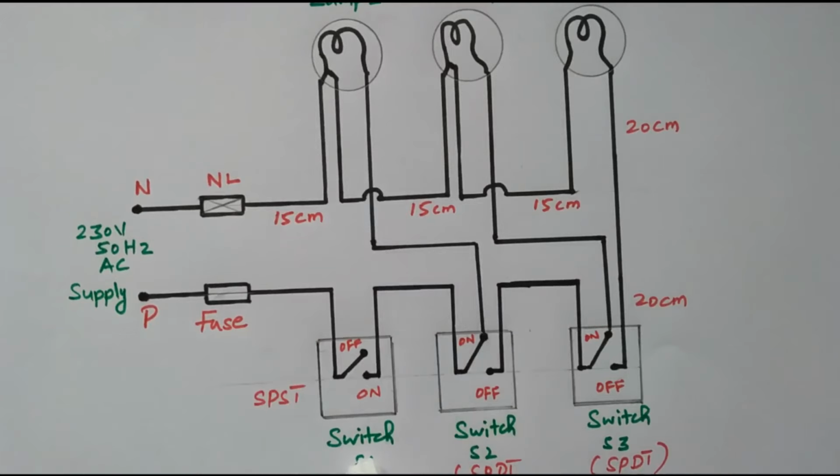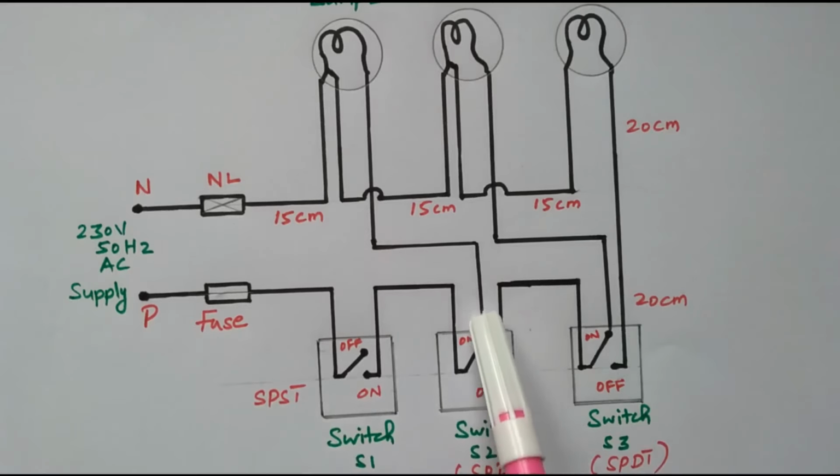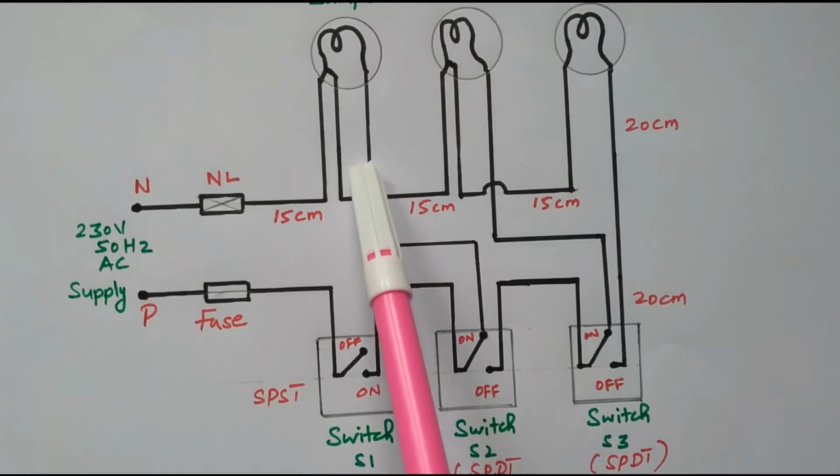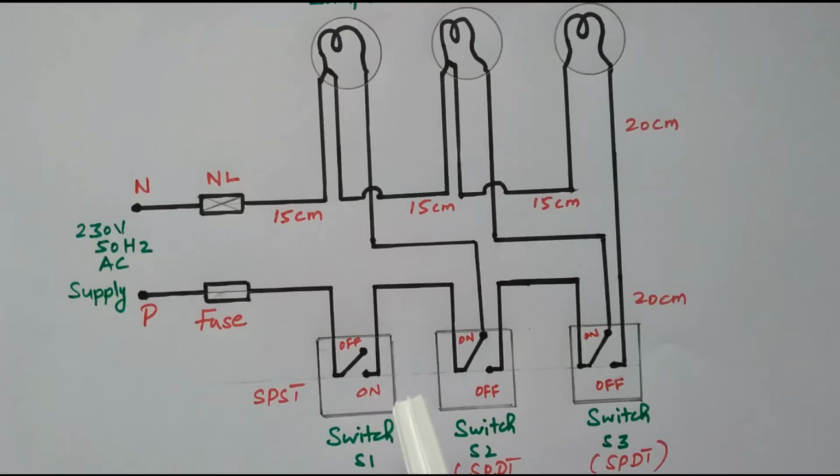When S1, S2 and S3 are all in on condition, S1 on means the supply will close here. It will go to switch S2. Here S2 is connected to lamp 1. So lamp 1 will glow.